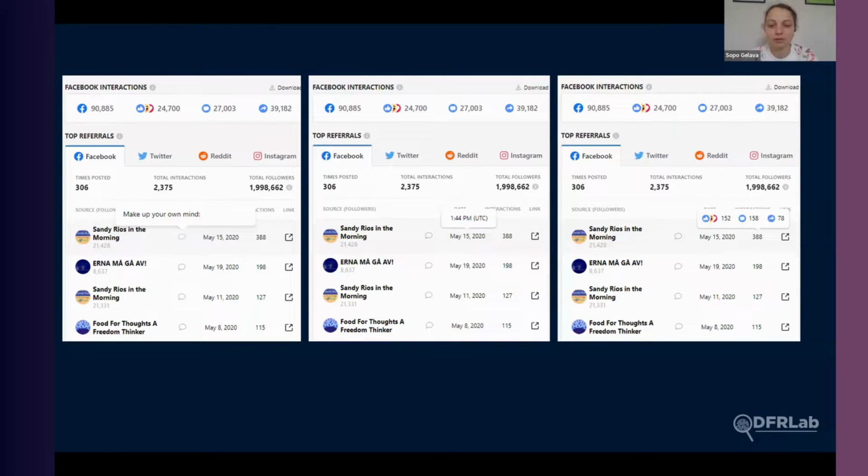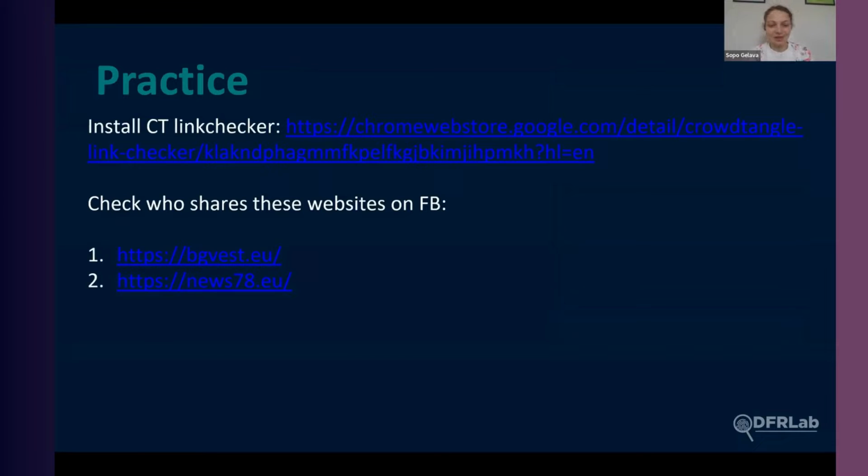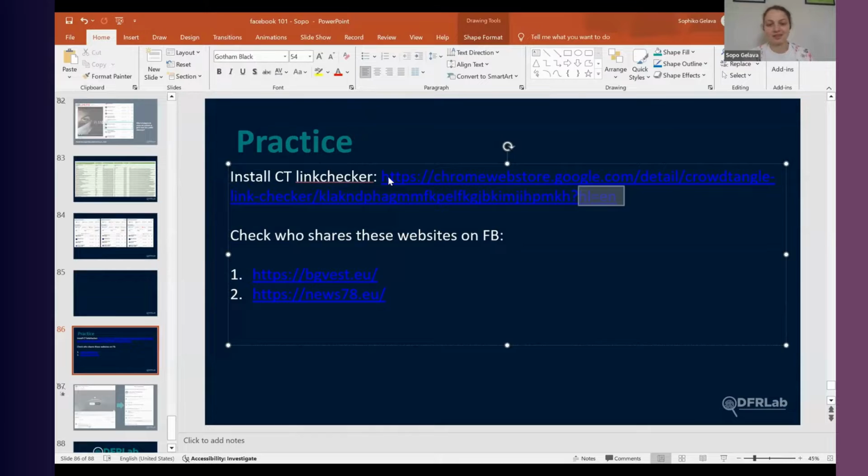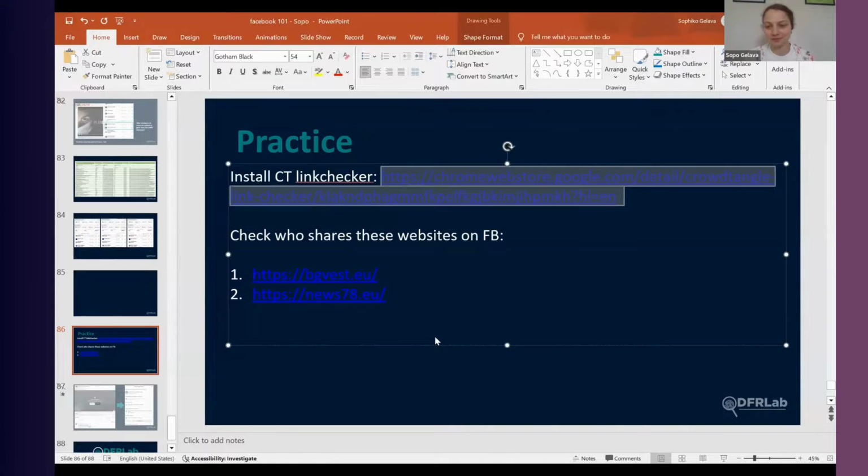So you have a couple of months to play with this tool and investigate. Okay, I'm sending the link checker. It takes several minutes if you do not have it installed already.